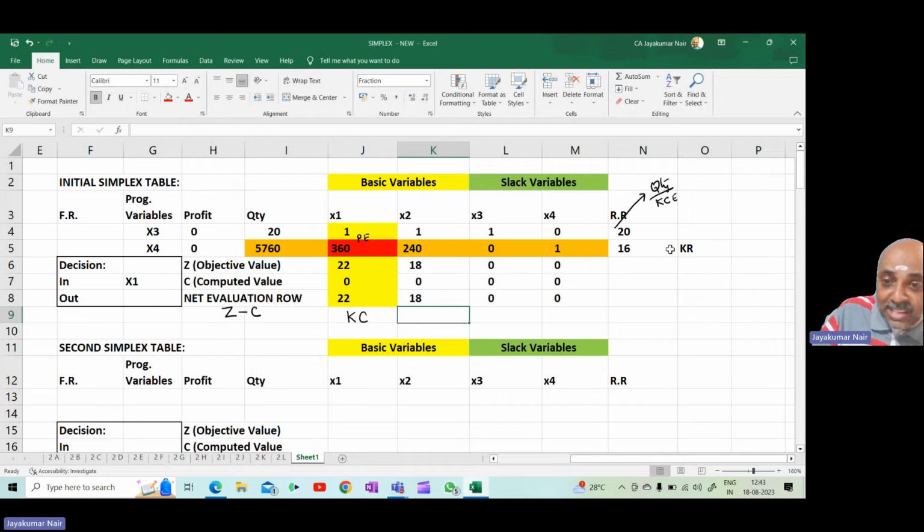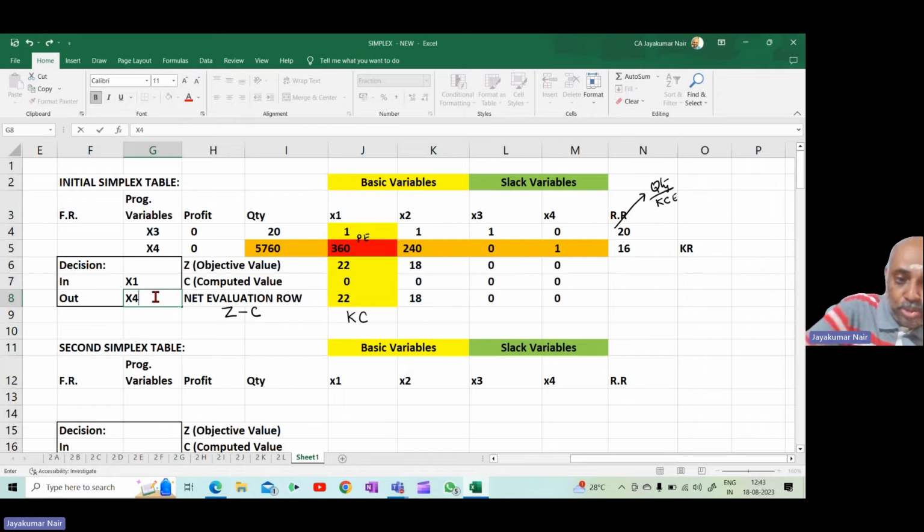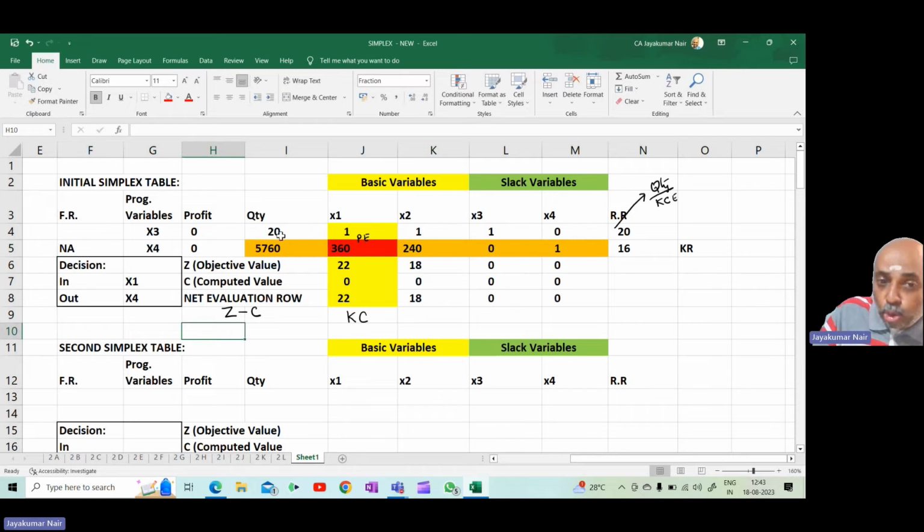So what does this key row say? Since you have to produce x1, something has to go out from the table. So x4 will leave the table and x1 will come in its place. And for the key row, there is no fixed ratio. We will take it as NA, not applicable. Always for the key row, you need not compute a fixed ratio. Fixed ratio is not applicable.